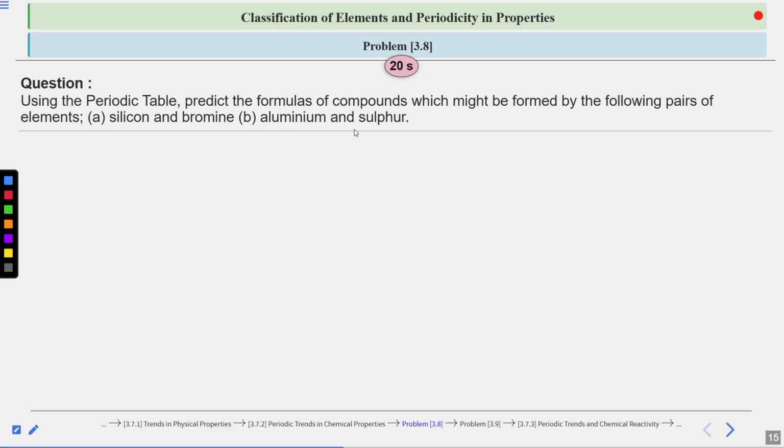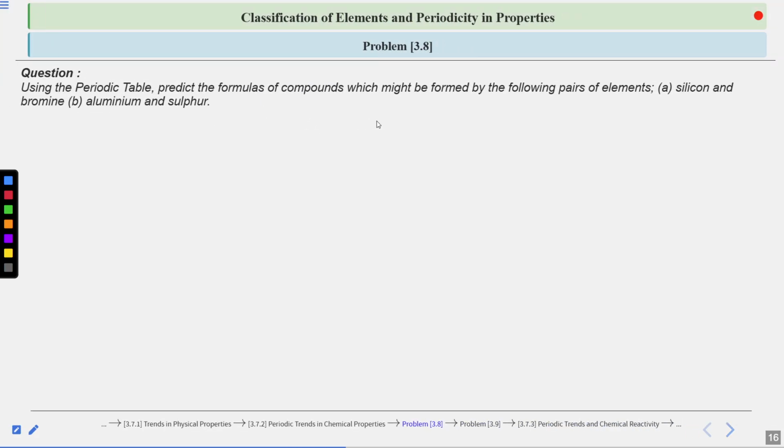For the silicon and bromine pair as well as the aluminium and sulfur pair. Sulfur falls in the same group where our oxygen falls. You have 5 more seconds to solve the answer. Okay, your time is up. The correct answer will be SiBr4 and Al2S3. Just exchange the oxidation states.